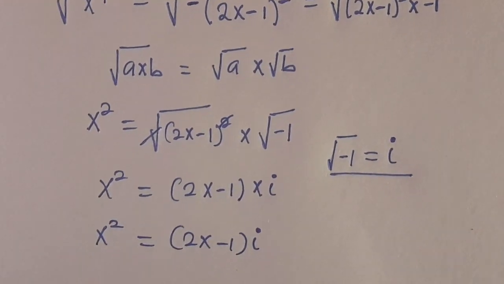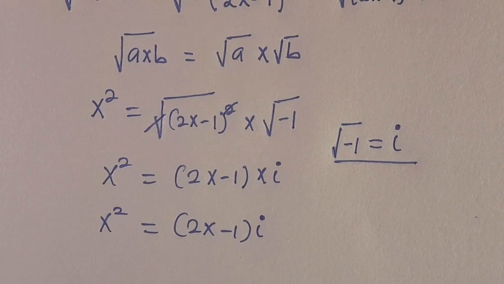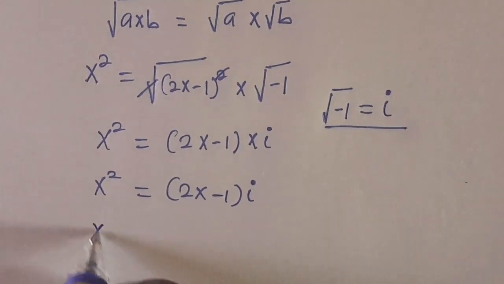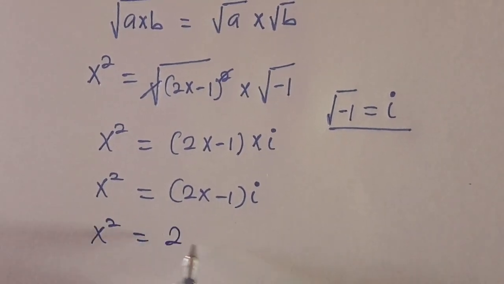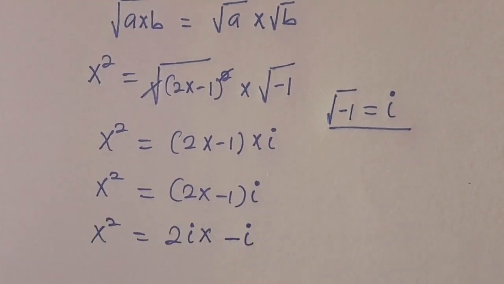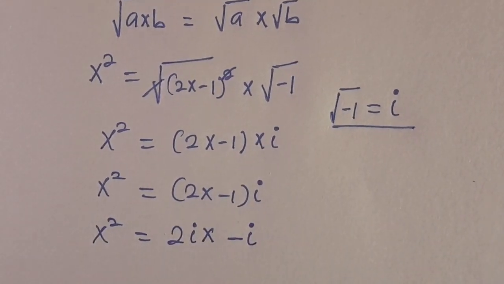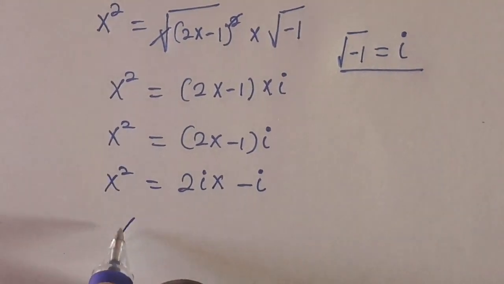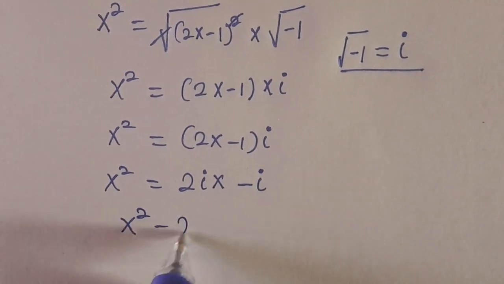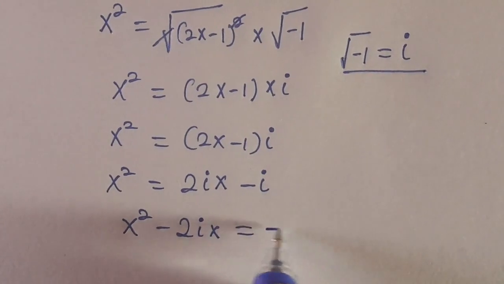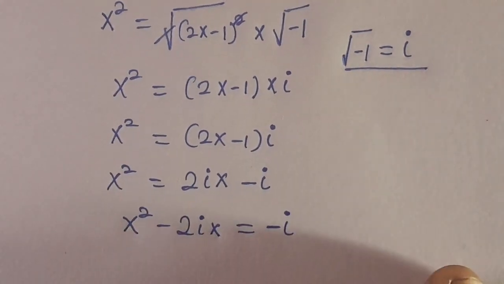From here we can do something reasonable by opening the bracket. We are going to have x squared equals 2ix minus i. Collecting the like terms, we have x squared minus 2ix equals minus i.